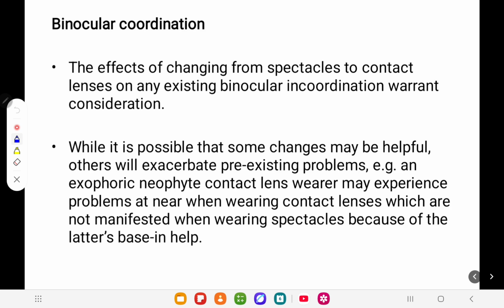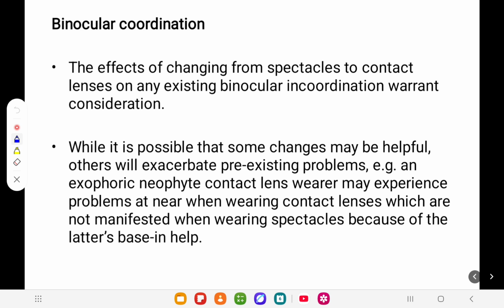Binocular coordination is another important point. I have already told you why it happens: with a spectacle with minus power, there is a base-in effect, and with a spectacle with plus power, there is a base-out effect. So both base-in and base-out effects mean the patient should exert more convergence.